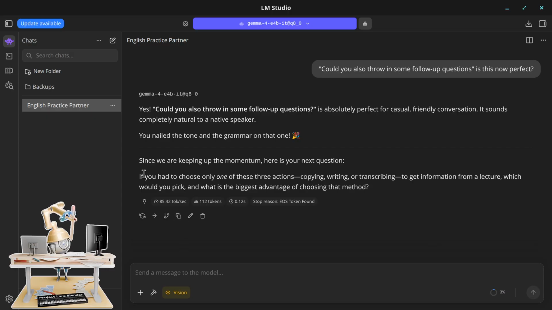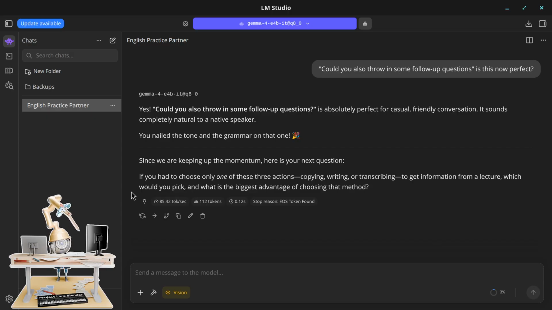Okay. Let's go into just reading mode. If you had to choose only one of these three actions, copying, writing, or transcripting, to get information from a lecture, which would you pick? And what is the biggest advantage of choosing that method? Oh hell, this is difficult. It's so boring that it locks down my brain. It shuts down. I read something and I forget what.